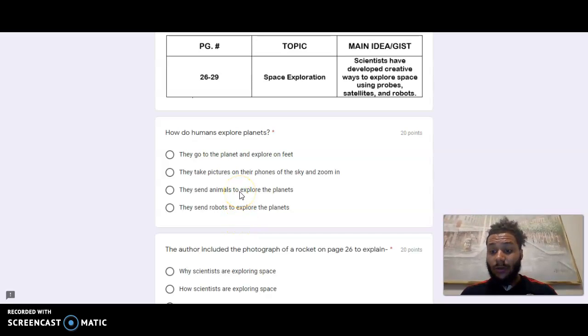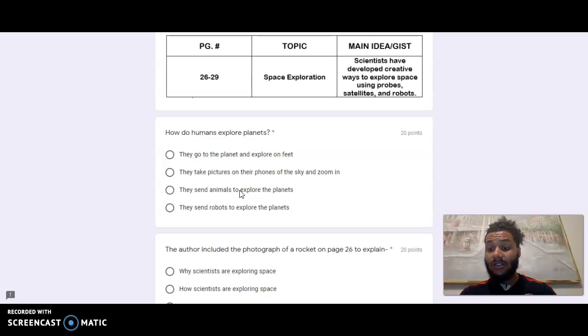They send animals to explore the planets. If you've seen a movie or a show where they send a monkey to the moon, or they send an animal to Mars or something like that, that's probably in a movie. But that's not how humans explore planets. What good would it do for us to send up a monkey to study Mars or Venus or Uranus? Are they going to be able to come back and tell us what they saw? Probably not, right? So even if we might have sent animals before to explore space and see if humans or other things could live, the animals can't really tell us much.